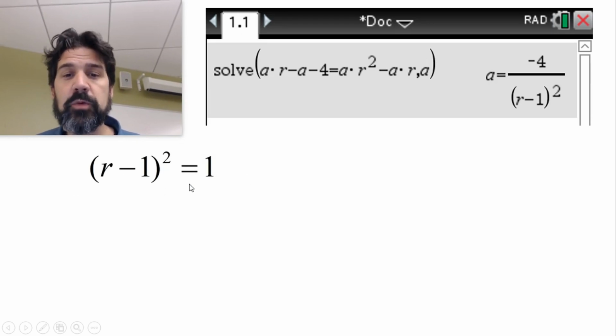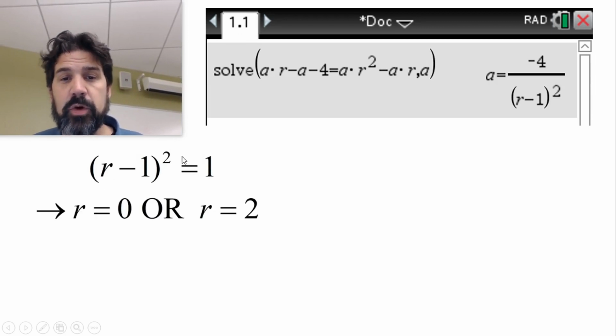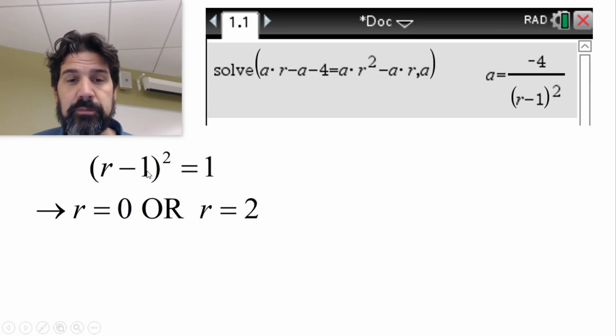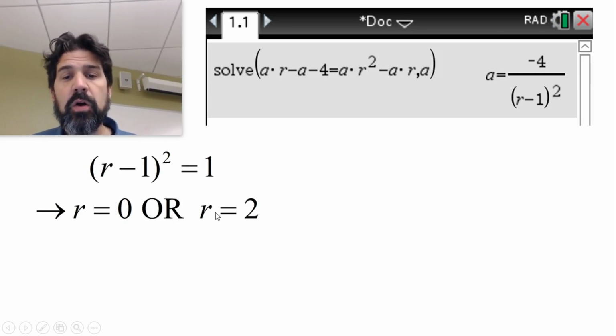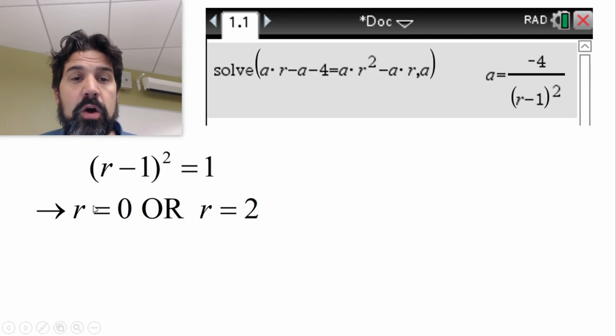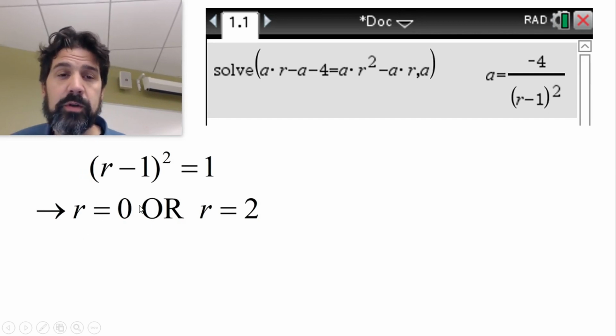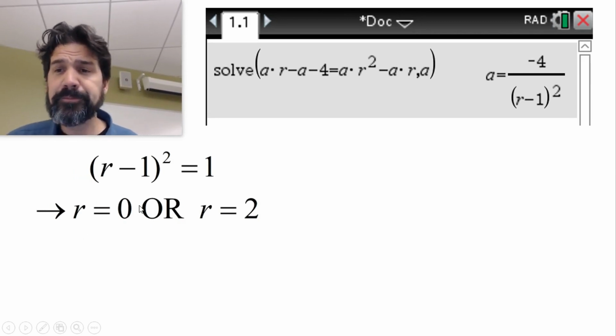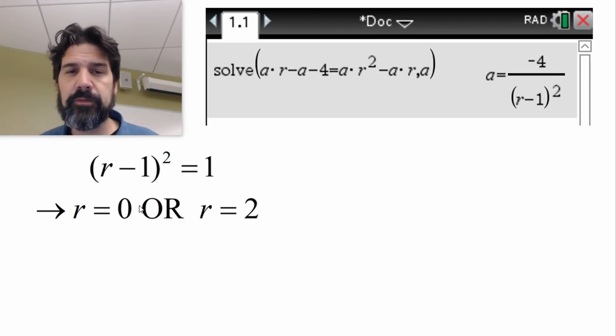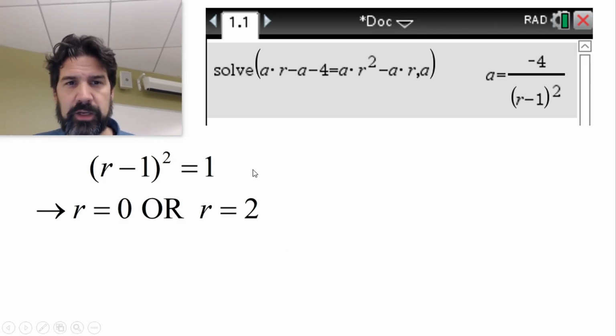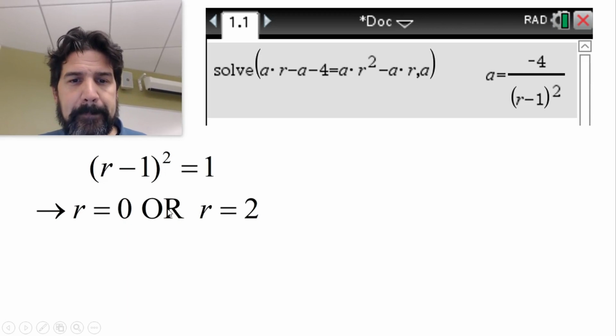So if r minus 1 squared equals 1, I can solve this by square rooting both sides. So r minus 1 equals plus or minus 1. And so r either can be 0, because 0 minus 1 squared is 1, or r equals 2. Now we already know r equals 0 does not work. They tell us that in the problem. Plus it wouldn't work anyway if you tried it out, because it would not work with the arithmetic one. But r equals 2, that's a possibility.